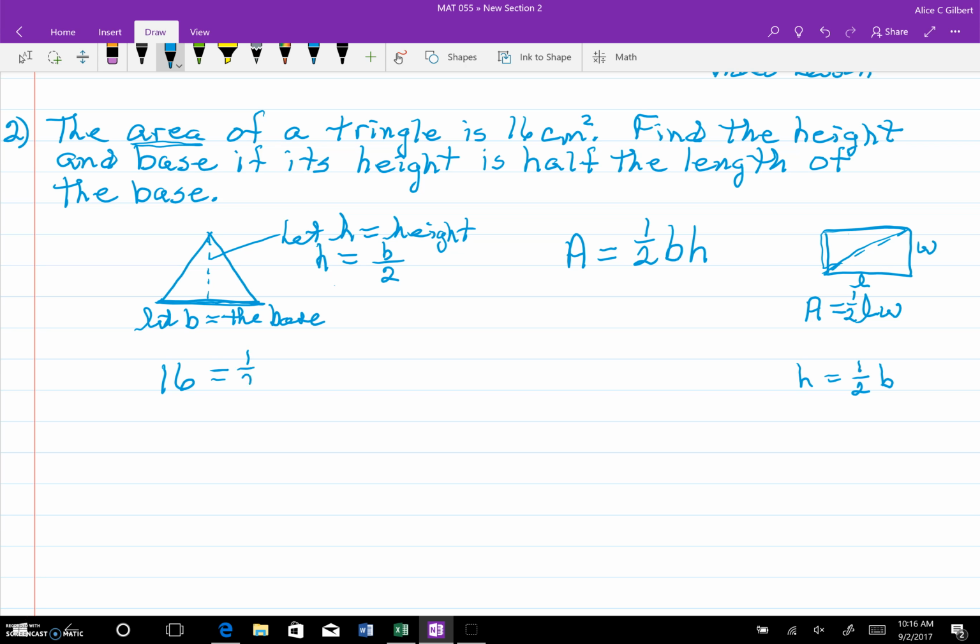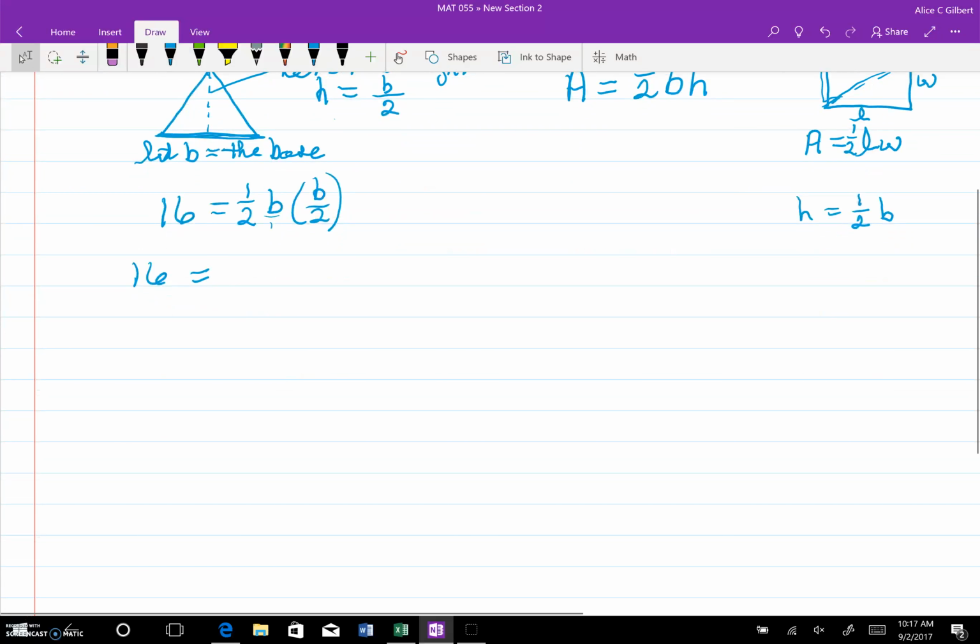And so 1/2 times our base and times our height. Okay, well, this is like over 1. Okay, so we've got 16 equals 1/2, excuse me, that's not what I wanted to do. 1 times b is b squared, that's the numerator, and 2 times 1 times 2 is 4.